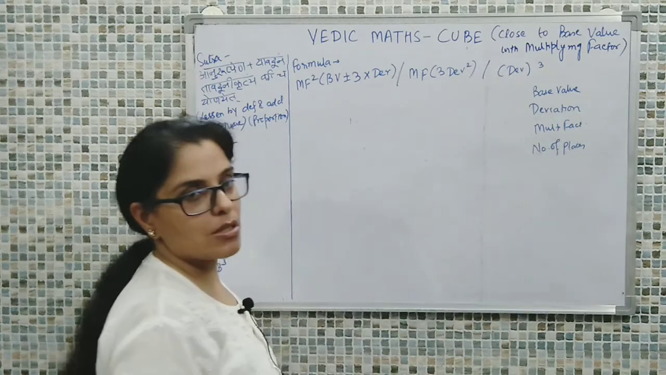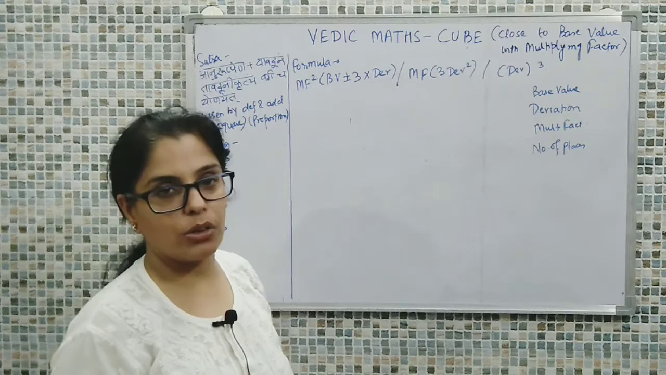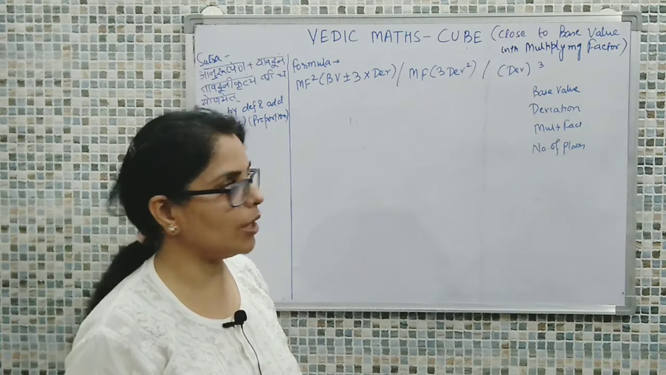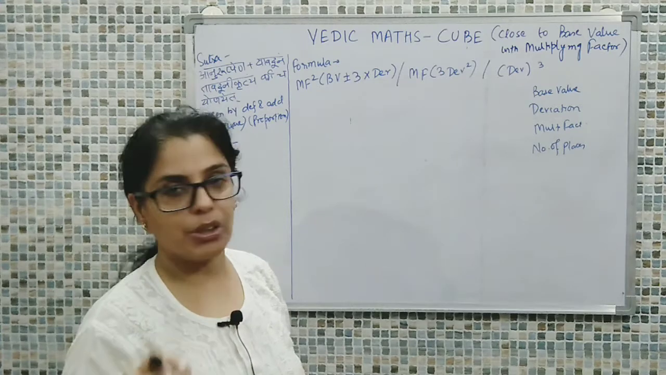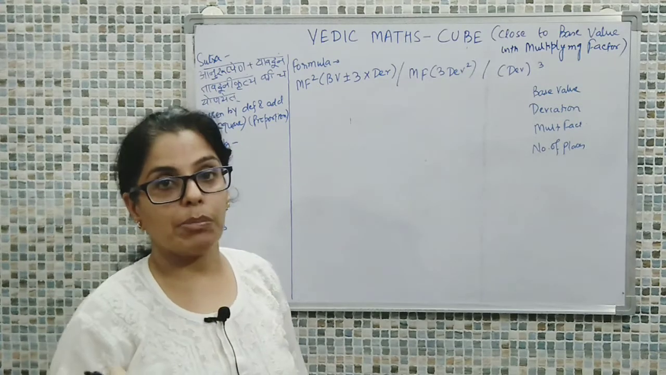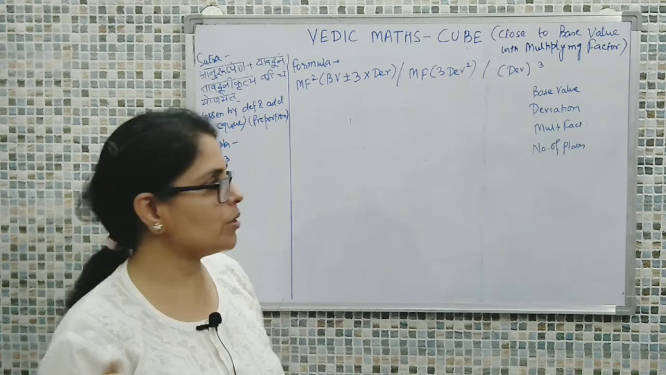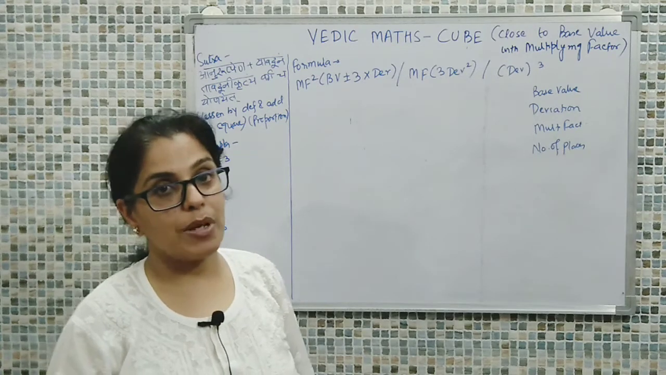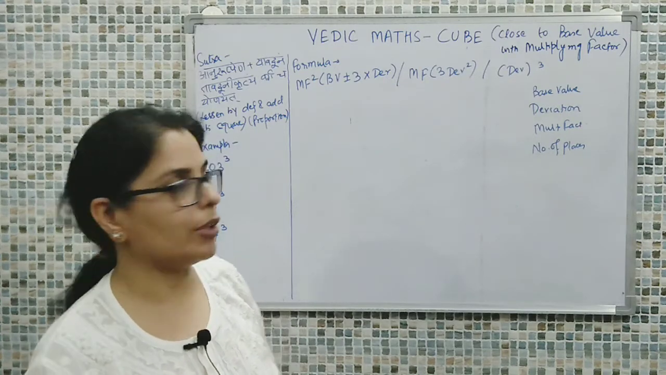The values we need to identify are the base value, deviation, multiplying factor and the number of places. Base value is the number in terms of which we are going to make the calculation. Deviation means how much above or below the number is with respect to the base value. Multiplying factor is the value we get when we divide the base value by the power of 10, and number of places means how many zeros there are in our base value.